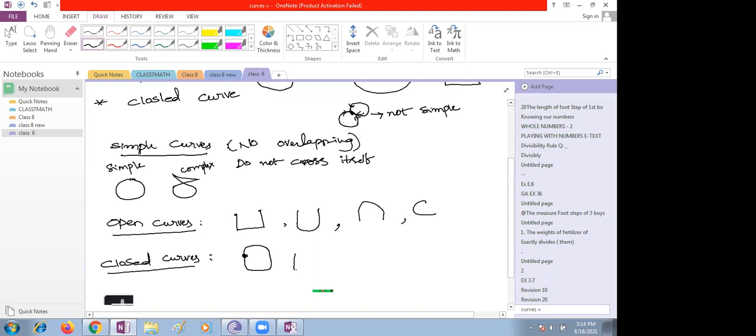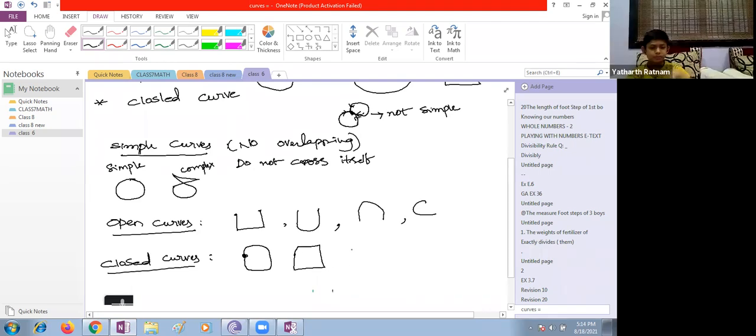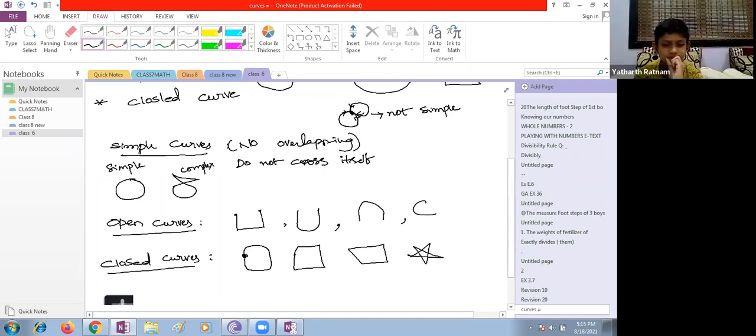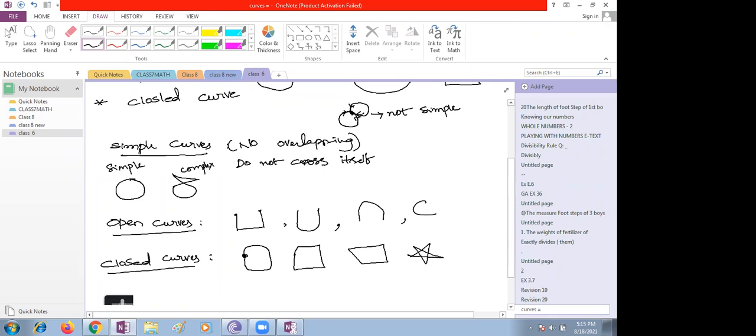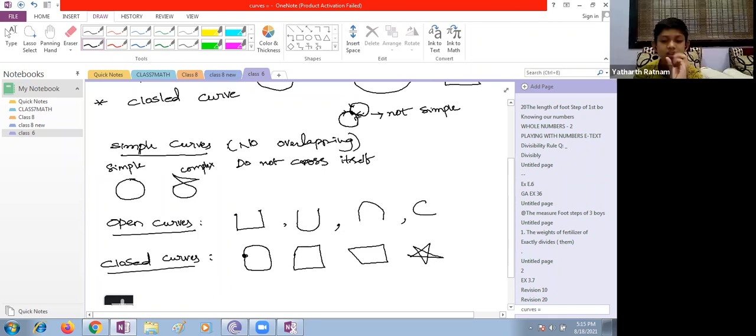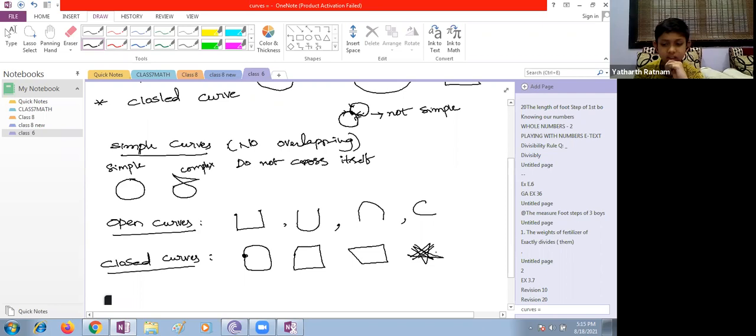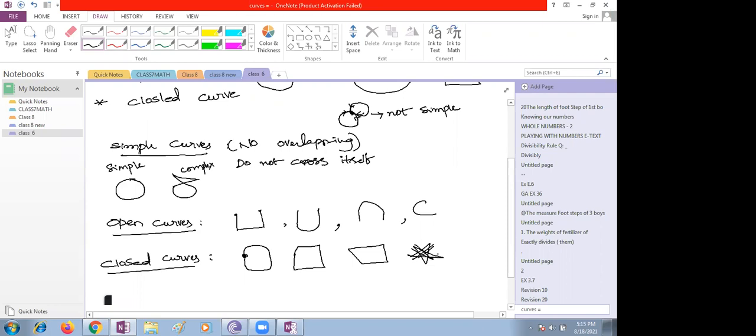So suppose if you see, is it a closed curve, children? Yes. Is it a closed curve? Very good. Is it a closed curve? No, it's not a closed curve. It's a star. It's not a simple curve. Complex curves. Simple curves are also not possible. Complex curves.